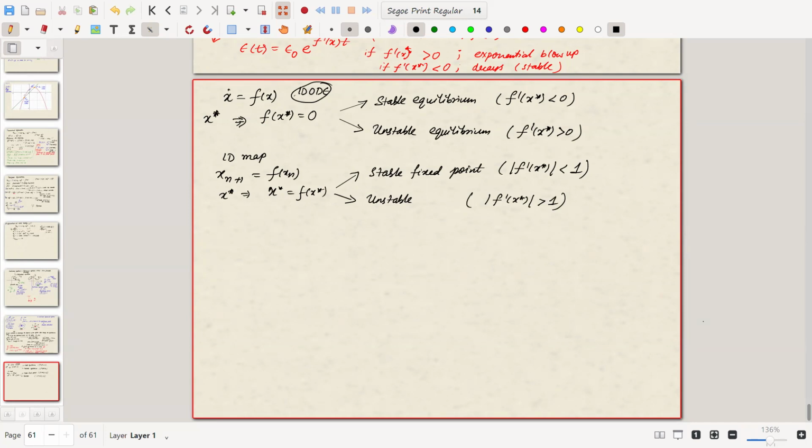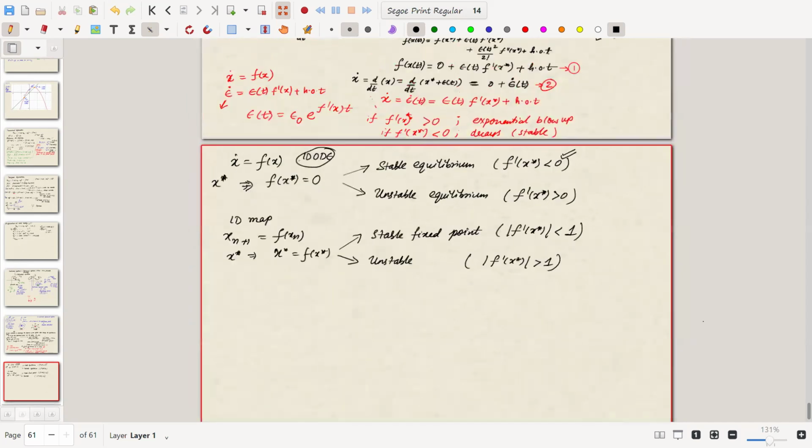Can you understand this? Therefore, I told you in the beginning of the class that the conditions and the bifurcation patterns will change depending on the type of dynamical system it is. There are two types of dynamical systems, maps and flows, and for maps and flows we have two different kinds of conditions. I hope you can appreciate it. I showed you intuitively why the derivative matters.